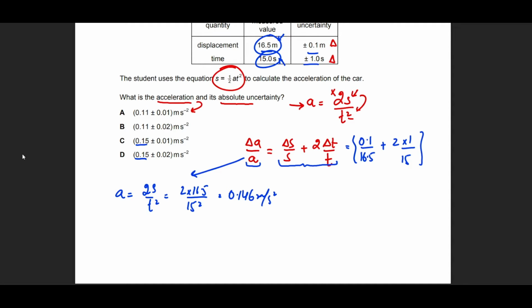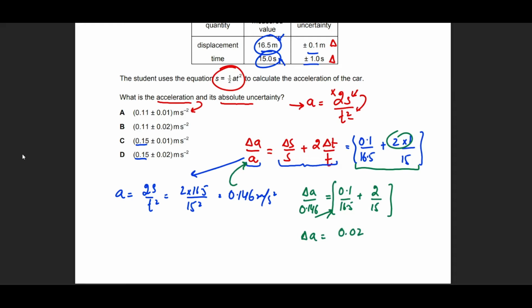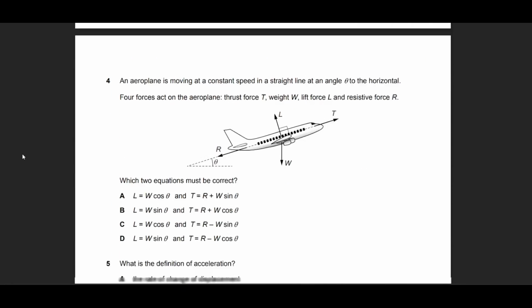So continuing our calculations, let's replace 0.146 over here. So this function looks something like this. So delta A divided by 0.146 is equal to this whole function, right? So this will be 0.1 divided by 16.5 plus 2 times 1 becomes 2. So this is 2 divided by 15. Now first you calculate this on the calculator and then take this to the other side, and then you find the absolute error in A to come out as 0.02. So this will be your answer. Option D is the correct answer, as 0.146 is rounded off to two significant figures. I hope that answers your question.